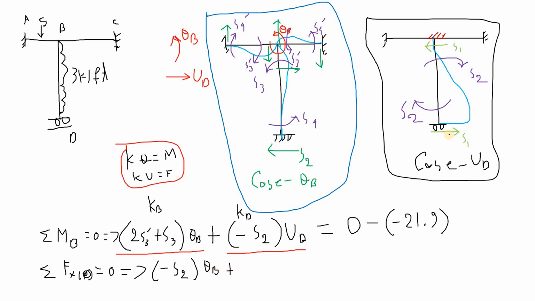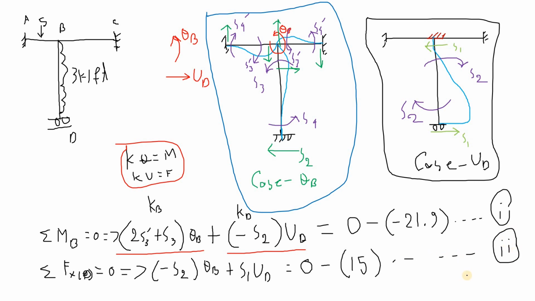Then this is for the D point. At D point, we have a positive S1. So we're going to be taking a positive S1 multiplied by UD. There we go. Equals to 0. Value of Q is 0 minus, if we calculate it up, we're going to get 15. Okay, so we have equation 1 and equation 2. There you go. So we have two equations and two unknowns.